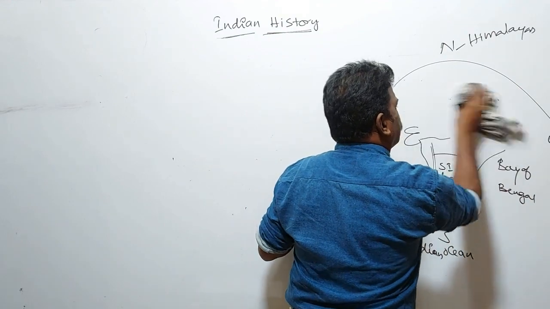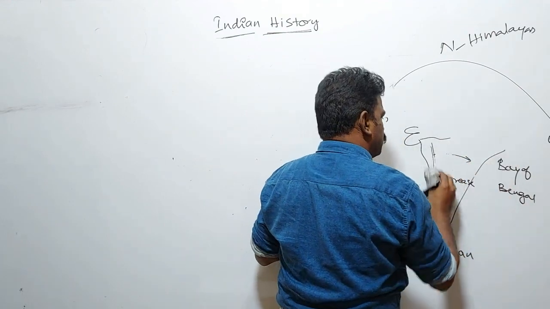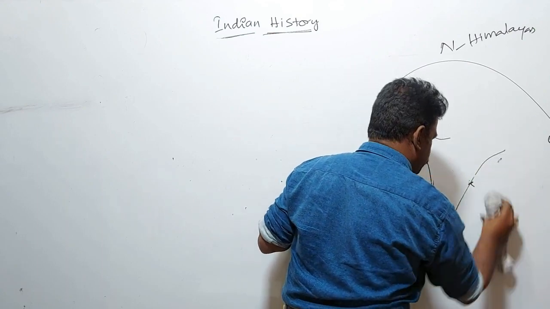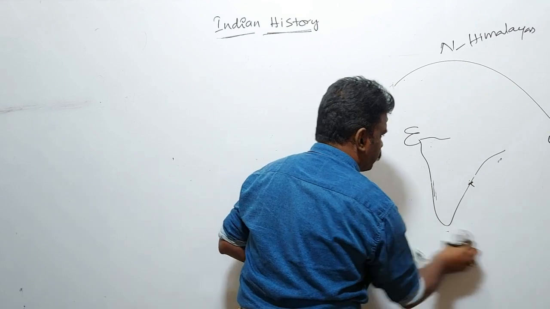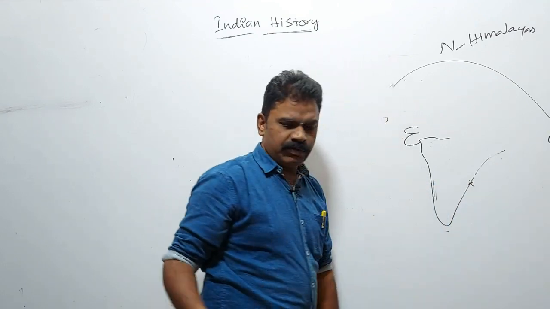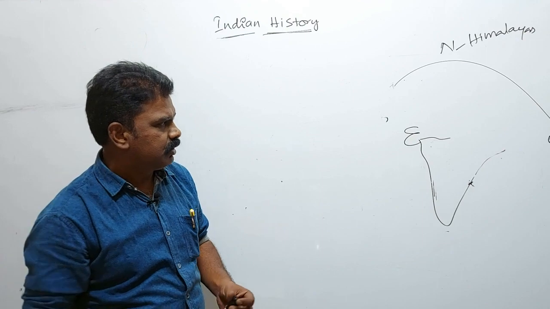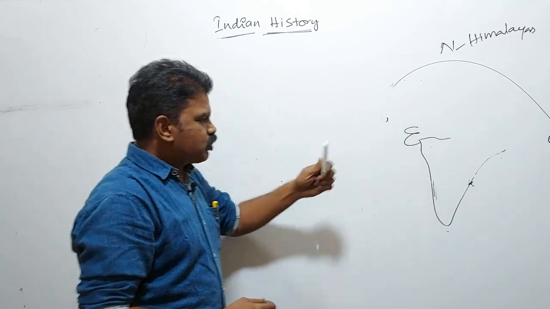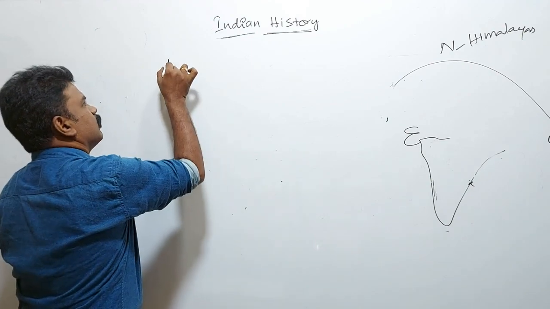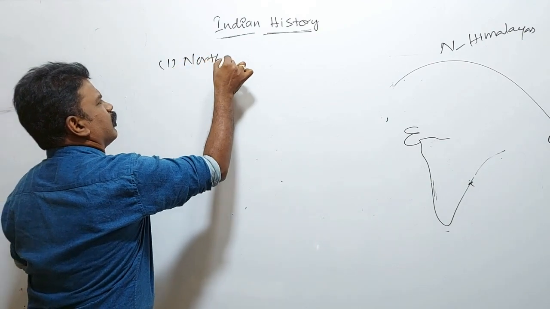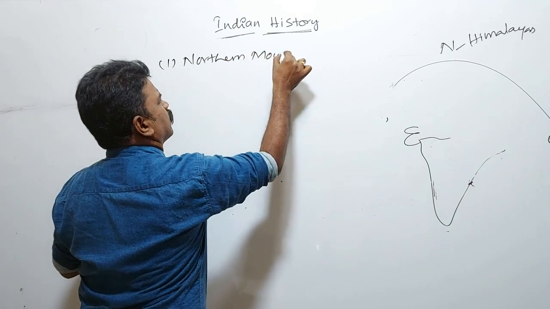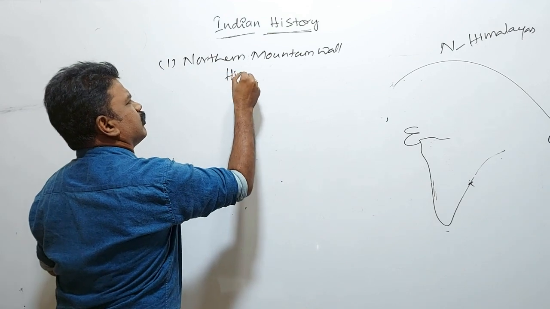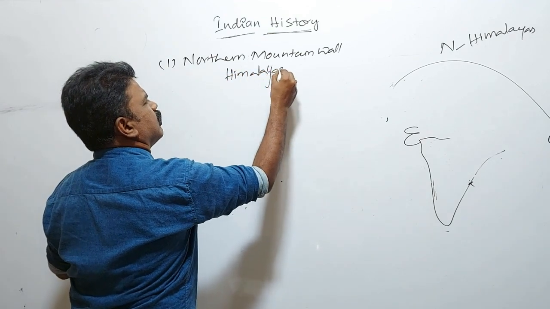Take an example of our areas, the two Telugu states, Telangana and AP. The culture of Telangana is different from the culture of Andhra Pradesh because of the geographical conditions. In the geographical conditions, the first one is the northern mountain wall. What is that? The Himalayas. The northern mountain wall is the Himalayas.